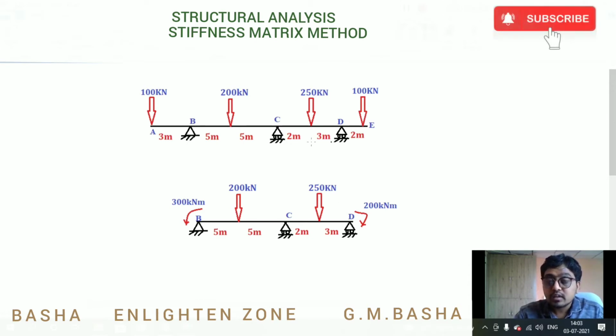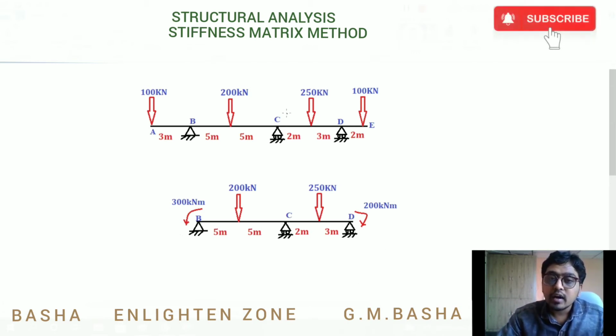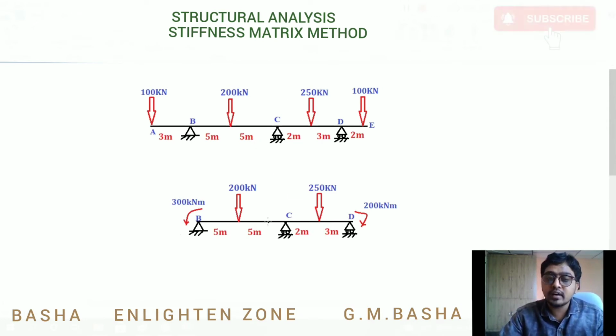So these types of forces will be called the final forces. At B there will be one final force, which is 300 kilonewton meter, and at D there will be another final force, which is 200 kilonewton meter. Sometimes if any external force or moment is given directly, say some 300 kilonewton meter at C, you can consider that also as a final force. But here nothing is mentioned at joint C. Otherwise, if moments are mentioned directly in the question itself without cantilever portions, you can consider those moments as our external forces or final forces.